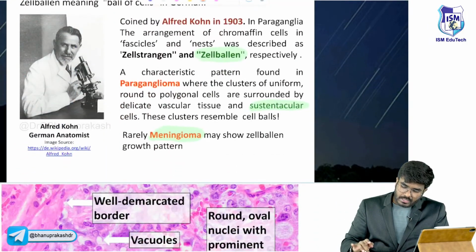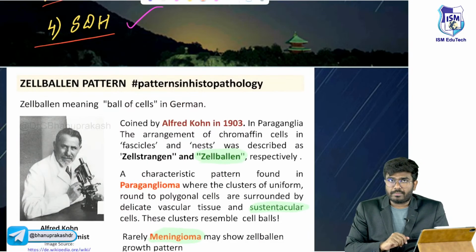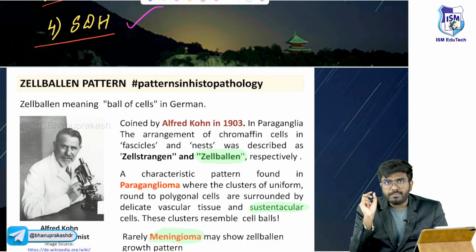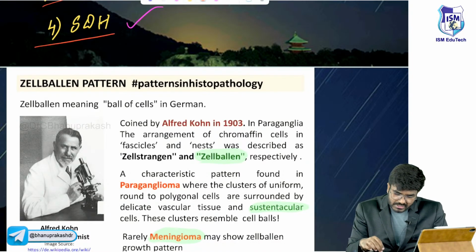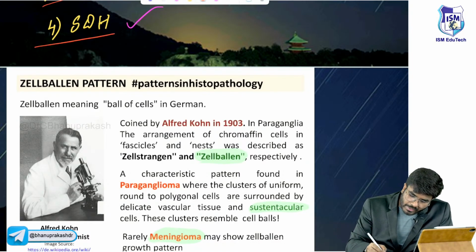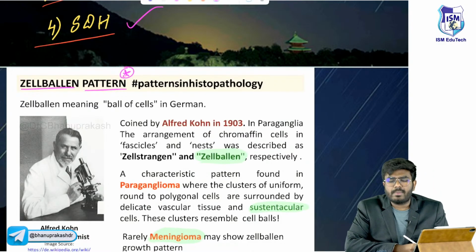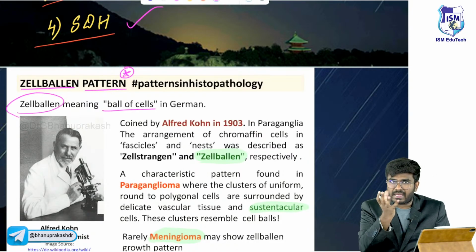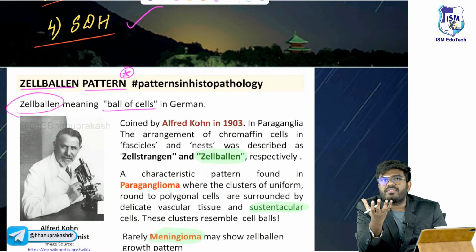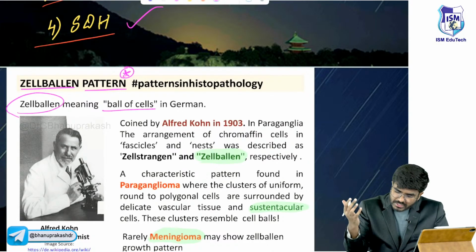After this, see, under the microscope, take a pheochromocytoma, take a biopsy and put it under the microscope and look at the histology. If you look at the histology, what you will see is the Zellballen pattern. So what is this Zellballen pattern? See, Zellballen in German means a ball of cells, like a ball which is made up of cells. So this Zellballen pattern is seen in pheochromocytoma.